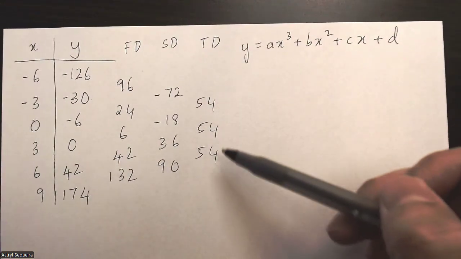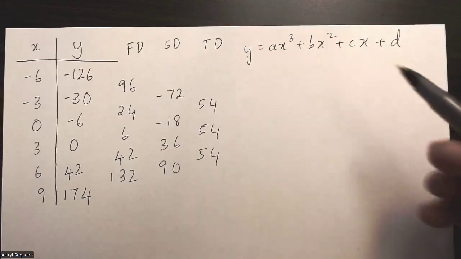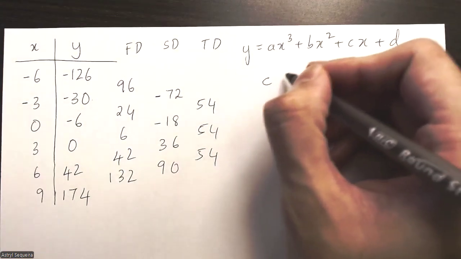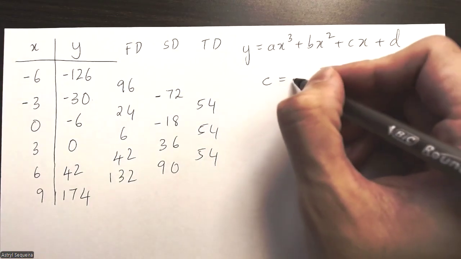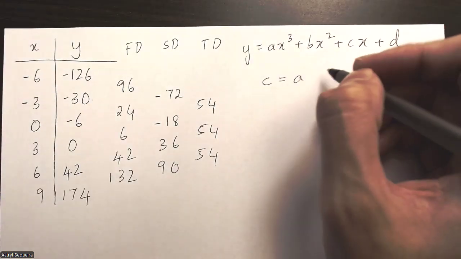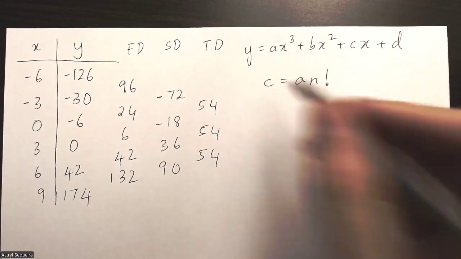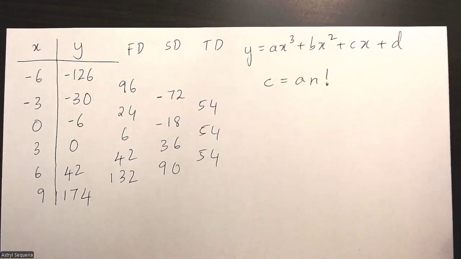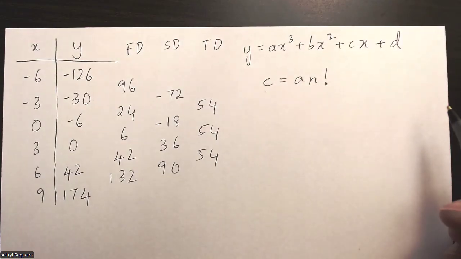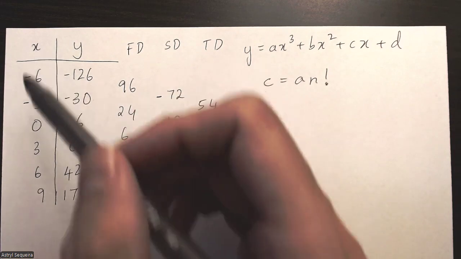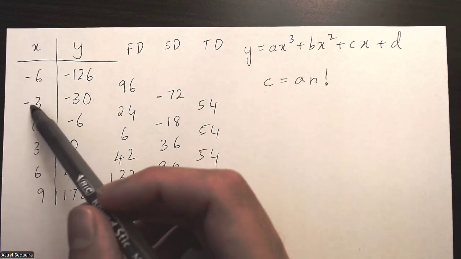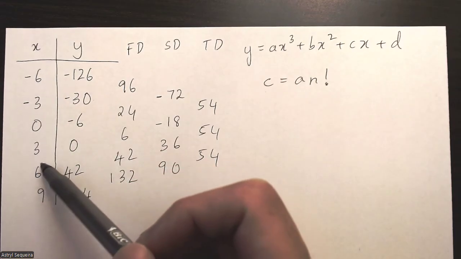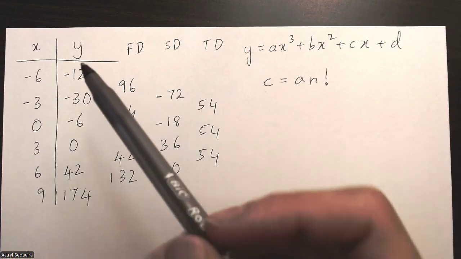Now, using the third differences, I can find the a value using the constant finite difference equation. Now, some of you might have just seen this equation as c equals a times n factorial, where c is your constant finite difference, a is your leading coefficient, and n is your degree of this function. But that only applies to tables of values where the x values increase by a value of 1. So if I went negative 6, negative 5, negative 4, negative 3, negative 2, then this formula applies.